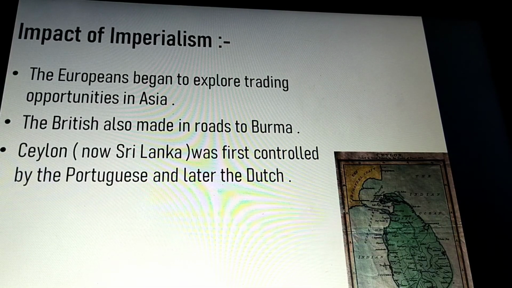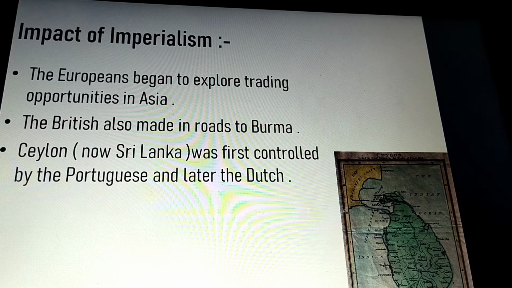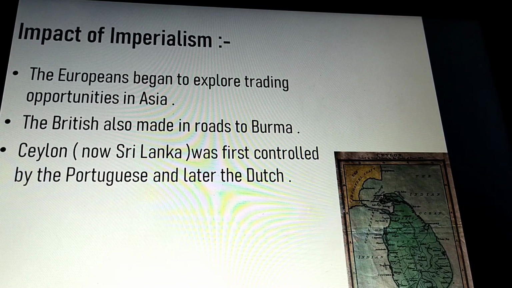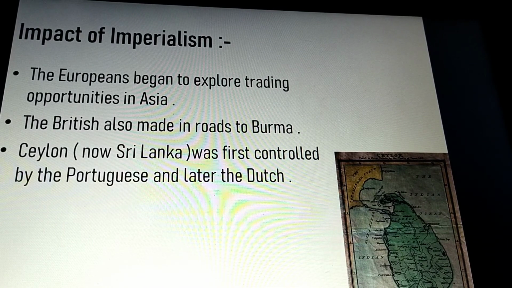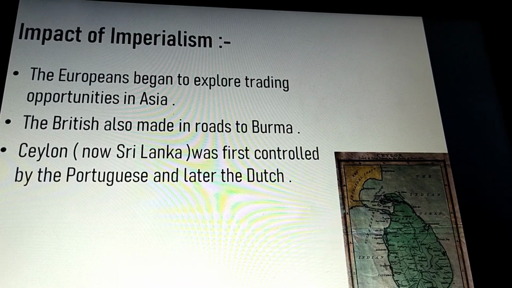Now, what was the impact of imperialism? The Europeans began to explore trading opportunities in Asia. The British and French emerged as the major rivals for control of the trade in India. The British, the French, the Portuguese and the Dutch, all four of them came to India for business and trade.